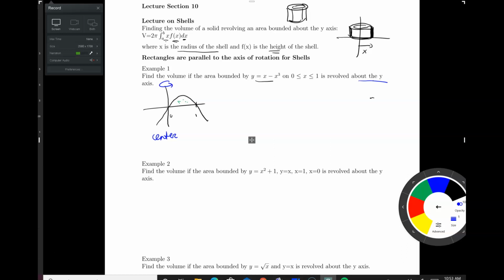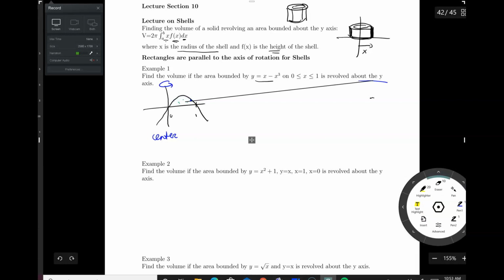All right, so if I was to try to draw rectangles perpendicular to the axis of rotation, it would touch the same function on the top and the bottom. So that is not a good choice, so I'm not going to do that. What I am going to do is draw rectangles parallel to the axis of rotation. Shells, the rectangles are parallel, not too hard to remember, right? So I get this shape.